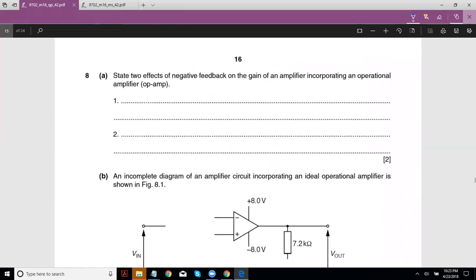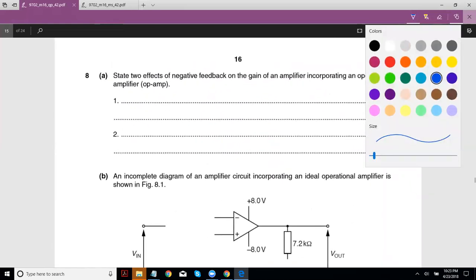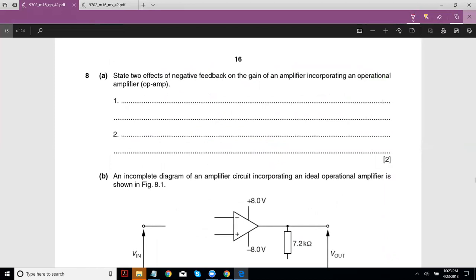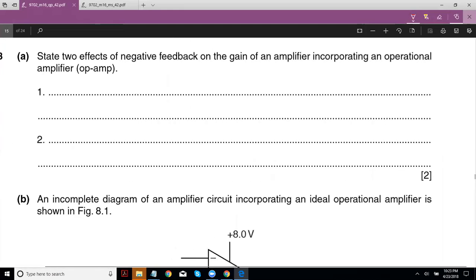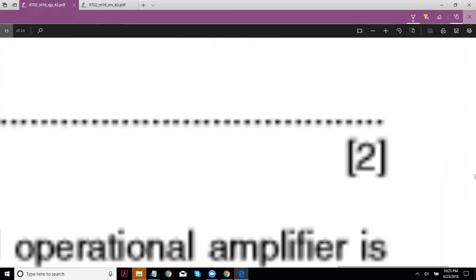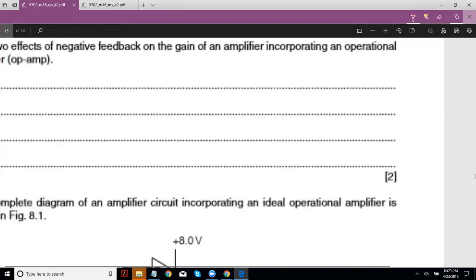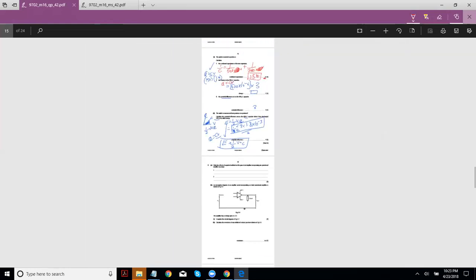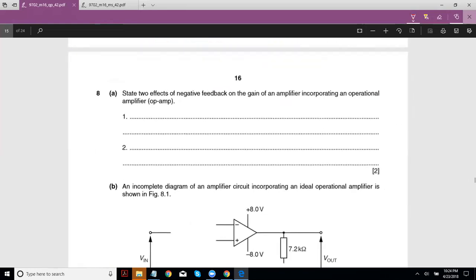So state 2 effects of negative feedback on the gain of an amplifier incorporating an operational amplifier. State 2 effects of negative feedback. Who knows op amps? What happens with negative feedback? Hello, Ali. I think is this the saturation one? One, the gain will be inverted, reversed, and second, the gain will be reduced.